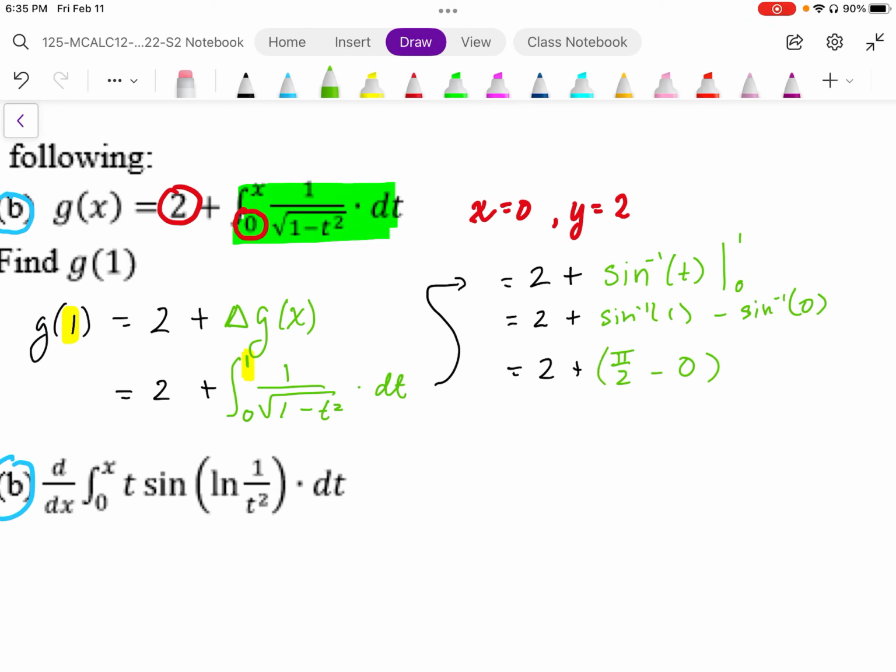So from 0 to t equals, or x equals 1, we have an area of 2 pi. So then our g of 1 is equal to 2 plus, so not 2 pi, but pi over 2. Okay, so then we have a coordinate at x is 1, y is 2 plus pi over 2.